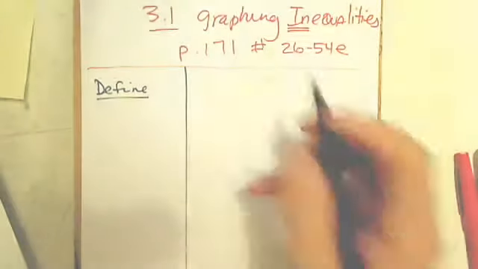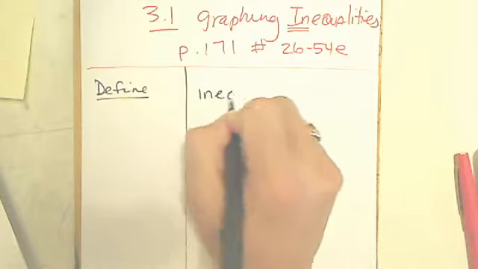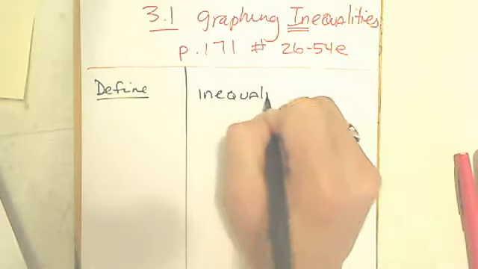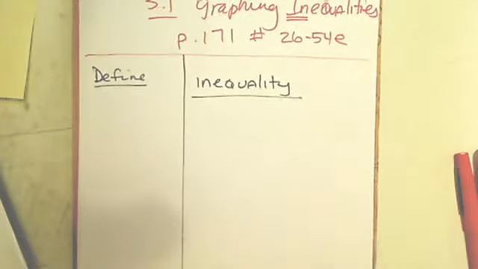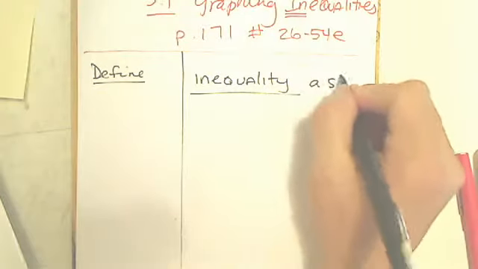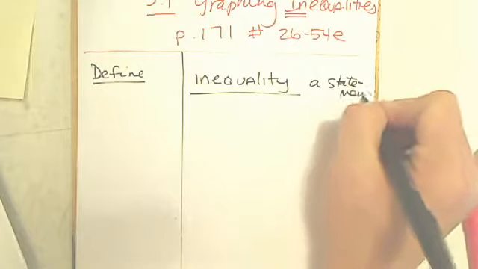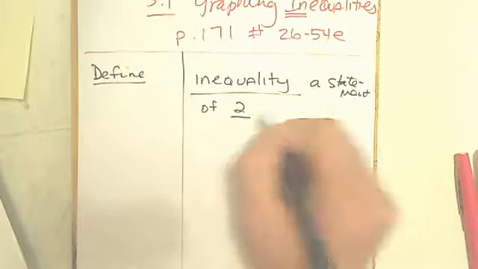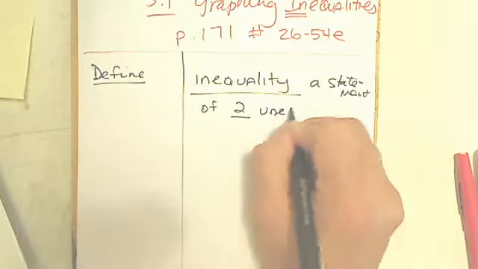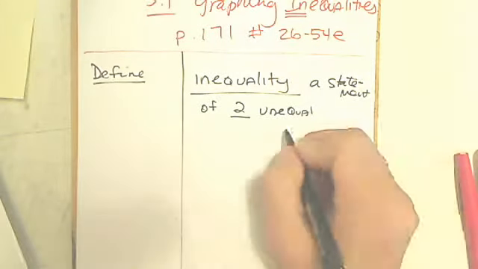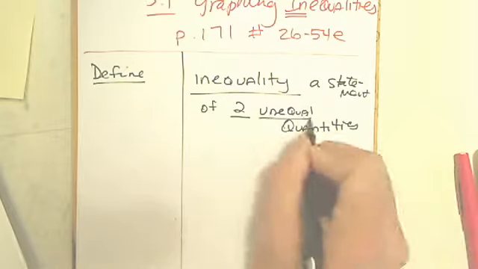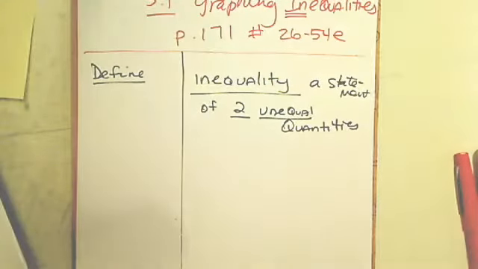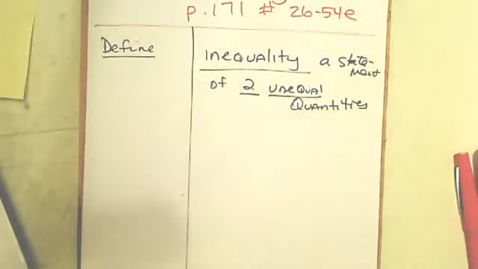Now, let's define what an inequality is. An inequality is a statement of two unequal quantities. They're not equal to each other. No equal signs. They're not equal to each other.